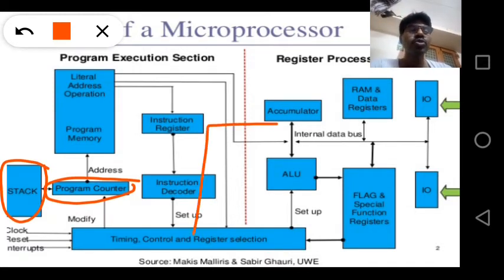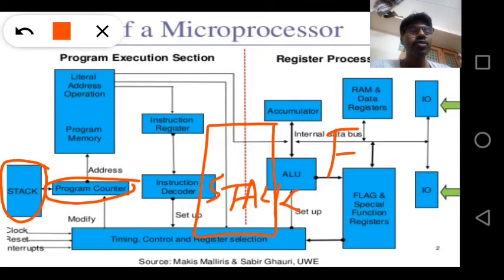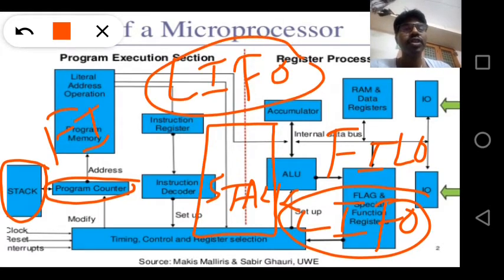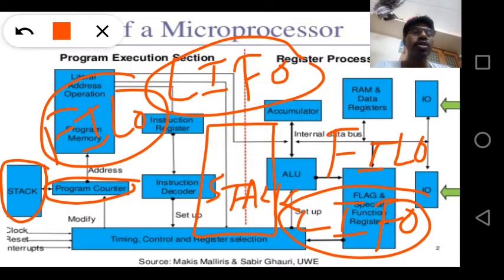So you know the property of the stack. A stack follows first in, last out, or last in, first out. This is called LIFO, or FILO. First in, last out, or last in, first out. This is called a stack.